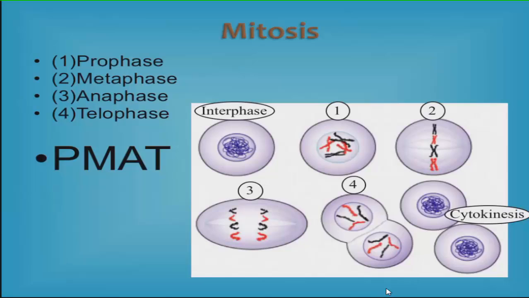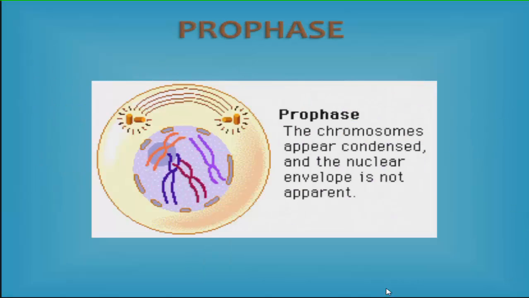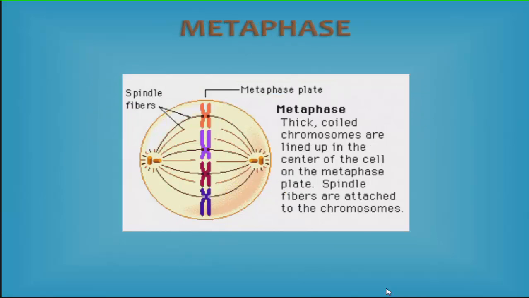Mitosis has four steps, and they are prophase, metaphase, anaphase and telophase. In prophase, the chromosomes become visible, the nuclear membrane disappears and the spindle forms, as shown in the figure below. Moving on, in metaphase, the chromosomes line up on the equator of the cell, and spindles attach to the centromeres.